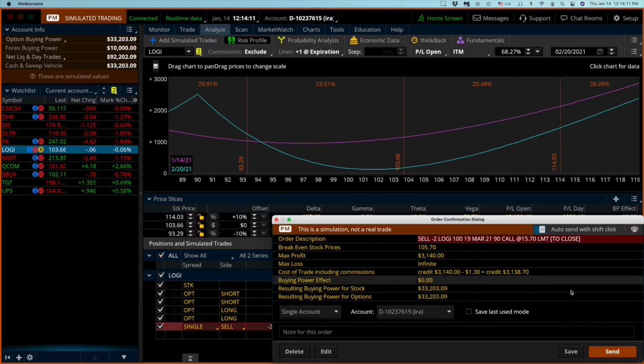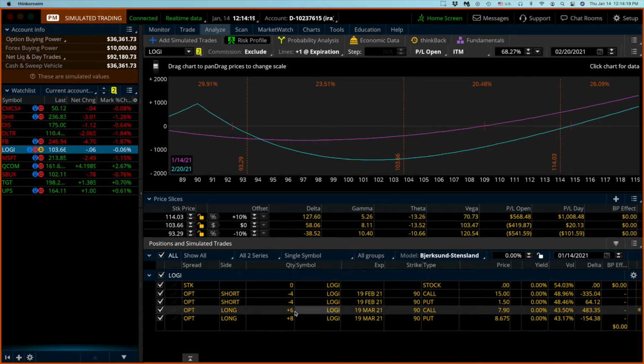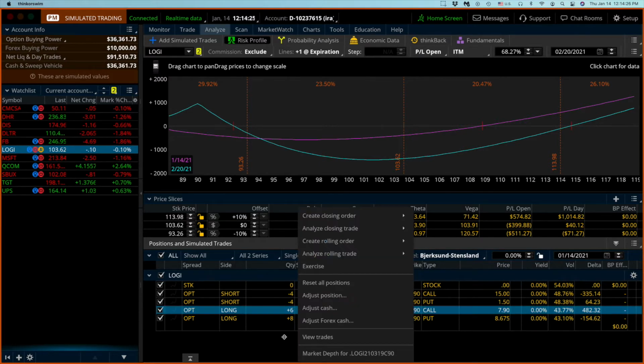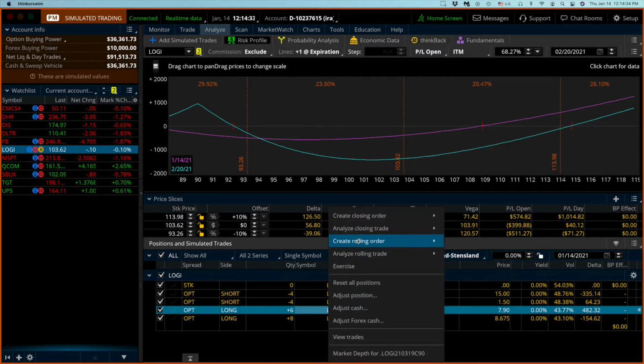So confirm and send, and we are left with 2, and right away got filled. Okay, I'm left with 2 outstanding calls. How about if we roll up 2 of those outstanding calls? Would I tend to go to neutrality without being 60 deltas? Something like 20, 30 deltas would be good. Okay, analyze rolling.